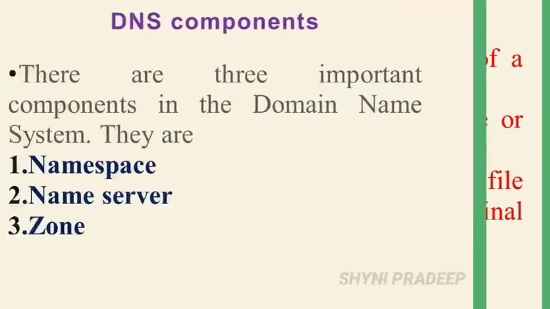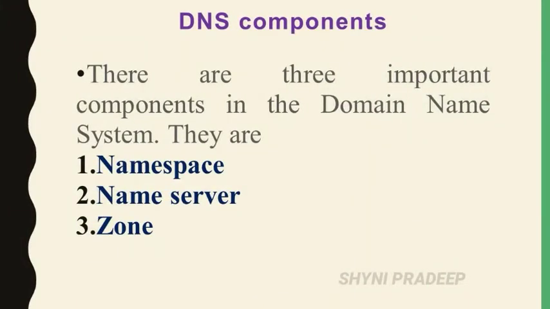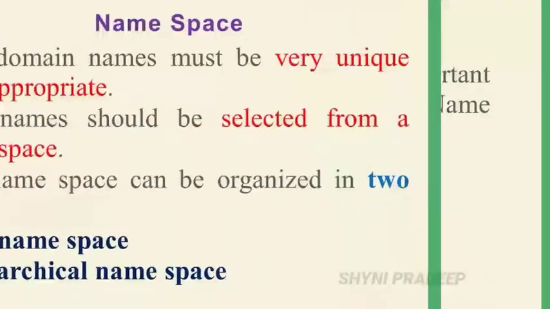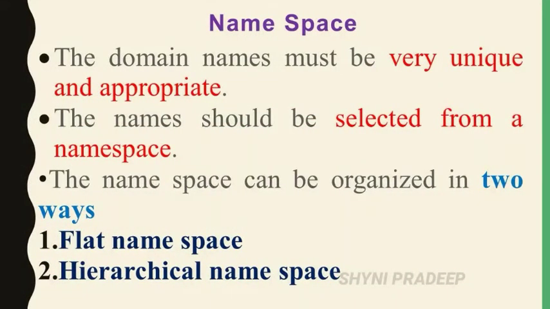And the next topic is DNS components. There are three important components in the domain name system. They are namespace, name server and zone. Let us discuss them one by one. First, let us see about namespace. The domain names must be very unique and appropriate. The name should be selected from a namespace.